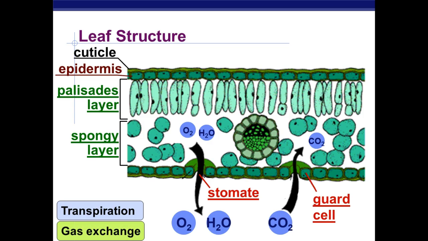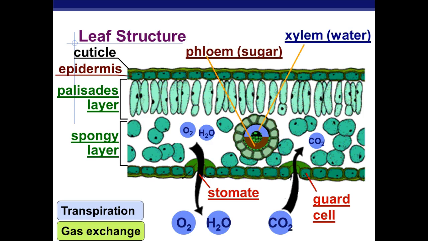So having those stomata open all sounds like a really great thing. It's allowing for gas exchange. The water will end up passing into tissue called xylem. The sugar gets moved through a tissue called phloem. We'll look more at that in a future unit.